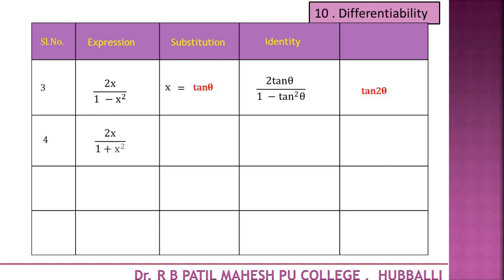So next is another expression, it is the same but the denominator is different: 2x divided by 1 plus x square. If you have this expression, the substitution is the same, x equal to tan theta. Then 2 tan theta divided by 1 plus tan square theta is nothing but the sin 2 theta function. All these results you proved in inverse trigonometric functions. Sin 2 theta is equal to 2 tan theta divided by 1 plus tan square theta, like this you proved in inverse trigonometric functions. So the same identity you will get in terms of the x variable.